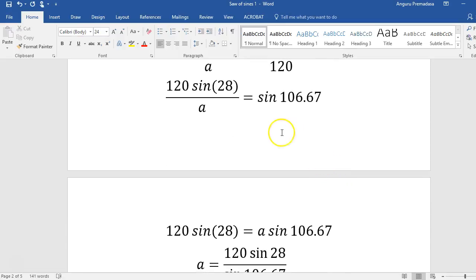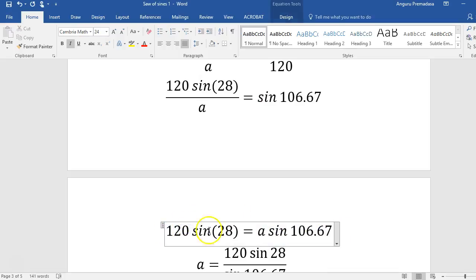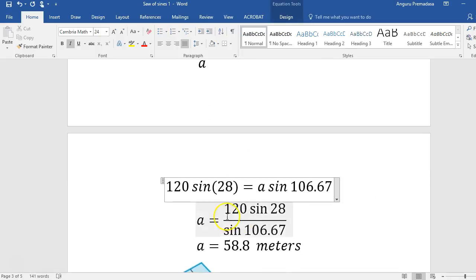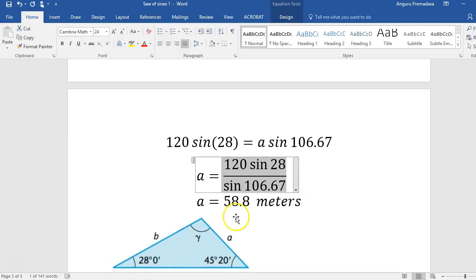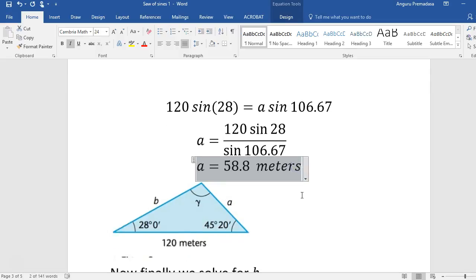And now we want to multiply both sides by A, and then this A goes off and comes over here, A sine 106.67. So basically we have 120 sine 28 is equal to A sine 106.67, and A is equal to, you divide, we have to get rid of this part, so A is equal to 120 sine 28 divided by sine 106.67, and you get A as 58.8 meters.